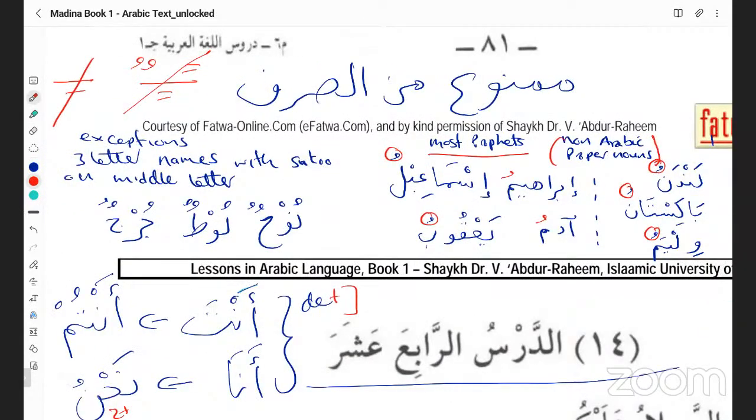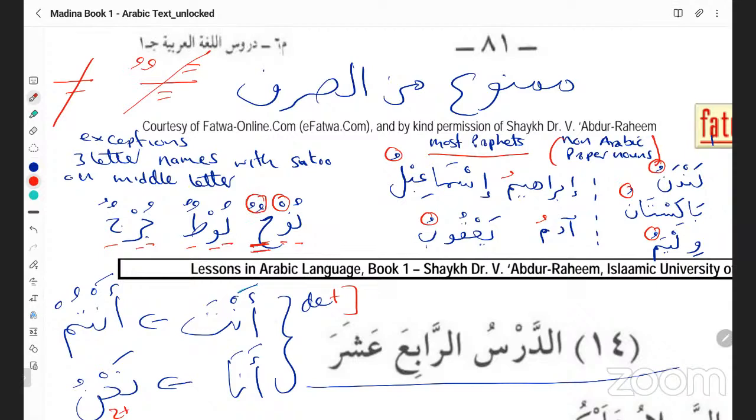If the name has three letters, like Noah, these three letters, Lut, these three letters, like George, these three letters. Okay. George, like George in English. So Noah, because it's three letters, and the middle letter has a sukoon. Three letters, middle letter has a sukoon, then we don't apply mamnu' min as-sarf. Even though it's a foreign name, we don't apply mamnu' min as-sarf to that. So it gets two case endings.